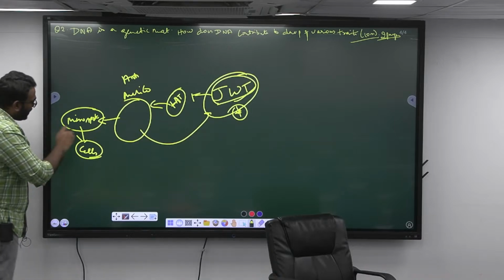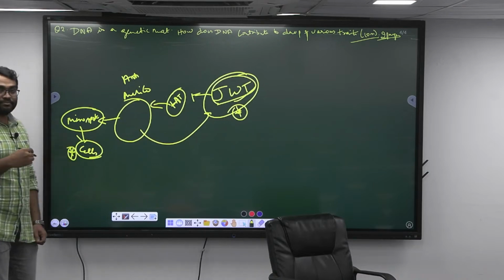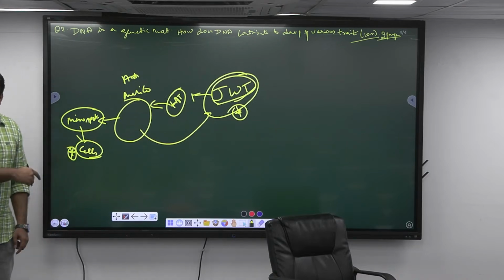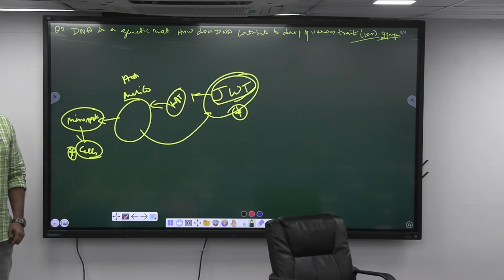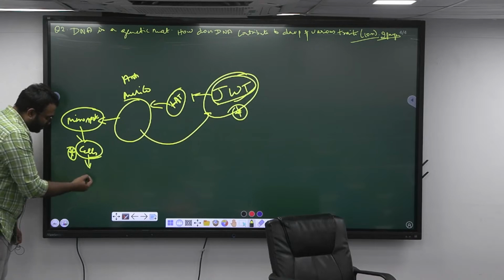So what I am trying to highlight here is that this is the fundamental unit from which we are all made up. In fact, this is the fundamental unit which the entire universe is made up of, because at the end of the day, if we divide all these things, it will go down to chemicals only.